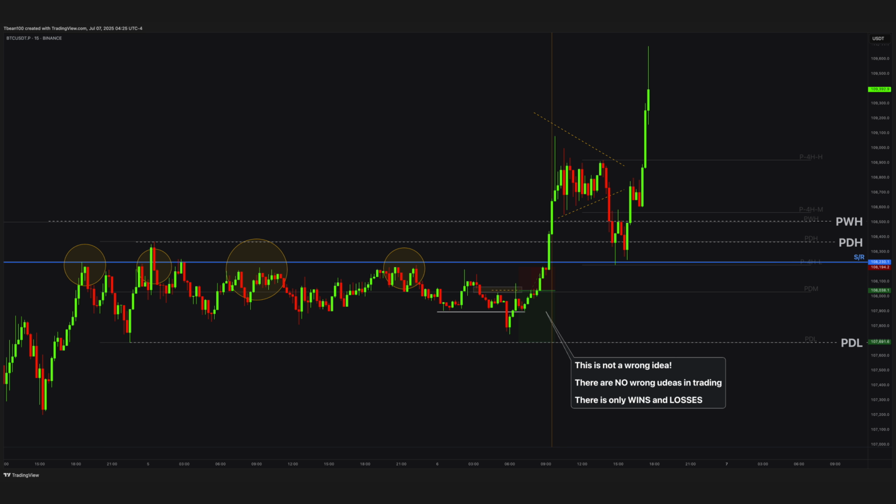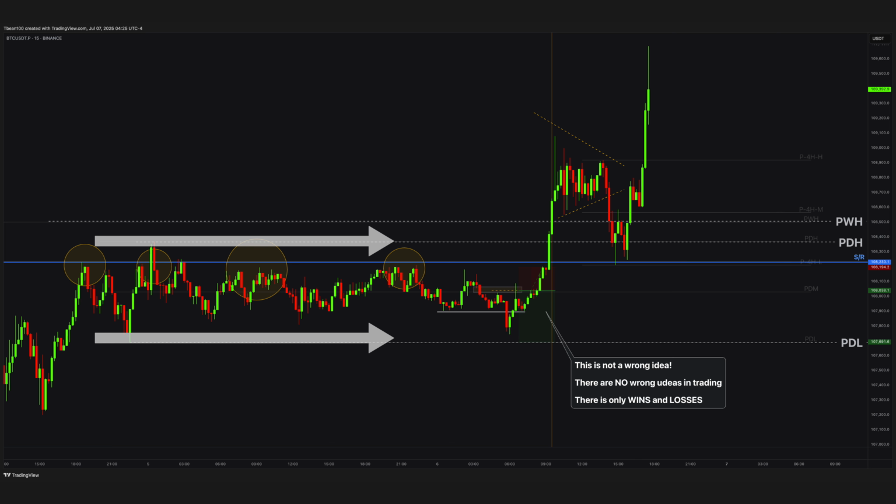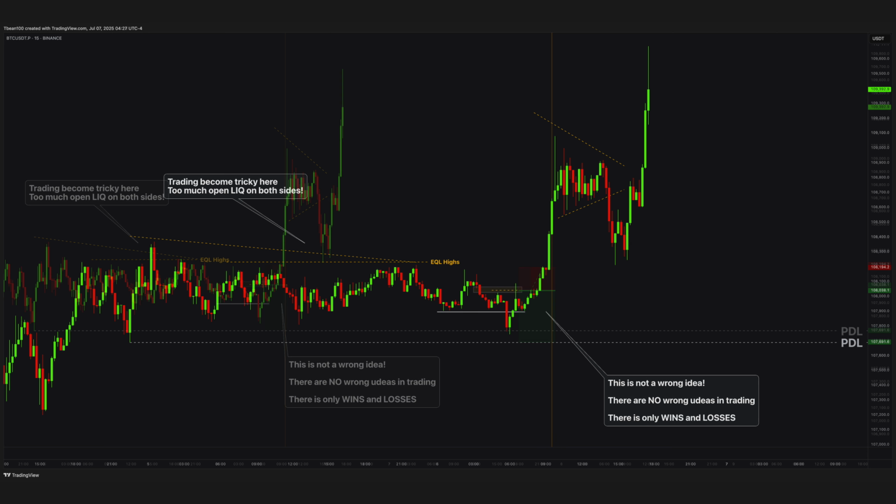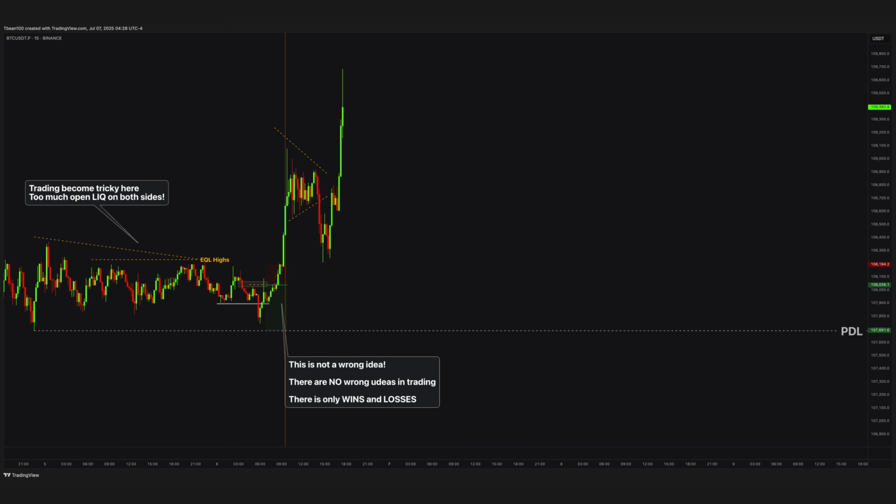First of all, price is extremely close to the previous day's high and low at the same time, which makes the area a bit tricky actually. Then, if you look above, there is also an equal high structure above, open liquidities as well. But the main problem is different. What you see here is a triangle shape.